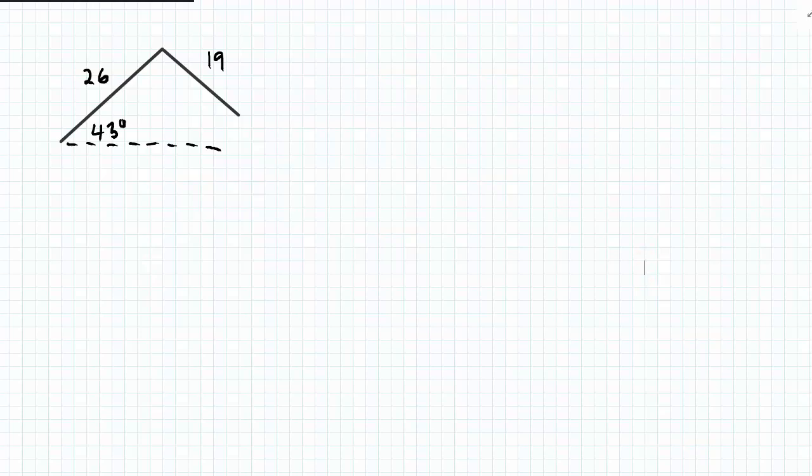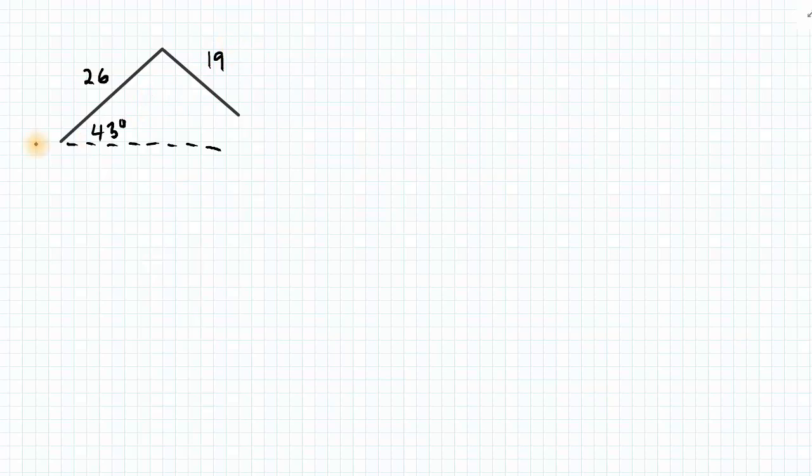In this example, we're going to look at the ambiguous case. We're going to look at the SSA triangle and determine whether we have 0, 1, or 2 triangles. The first thing I do is set the problem up similarly every time I'm dealing with an SSA. I put the unknown side at the base, put the known angle right here, and then fill in the other 2 sides as appropriate. So in this case, the 19 is opposite the angle 43 degrees.